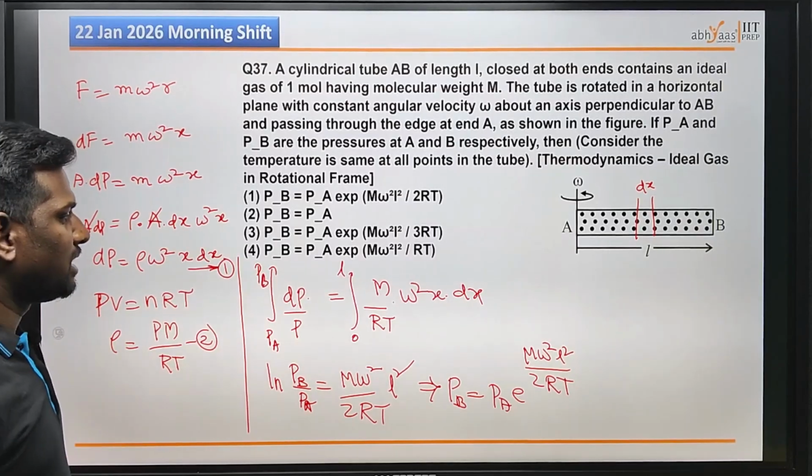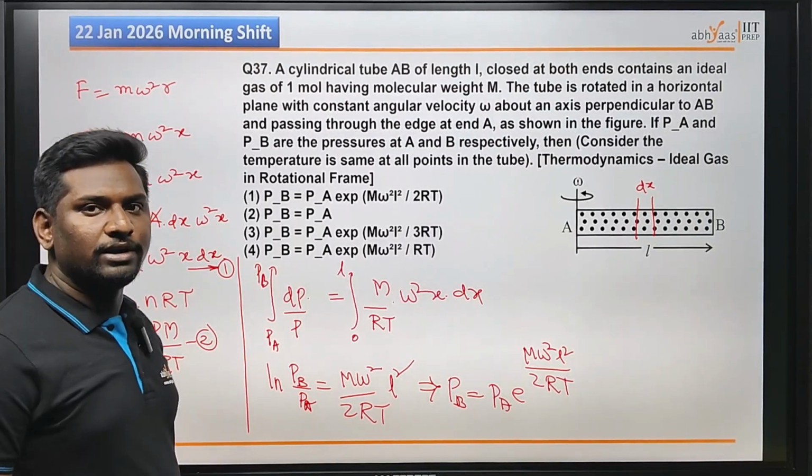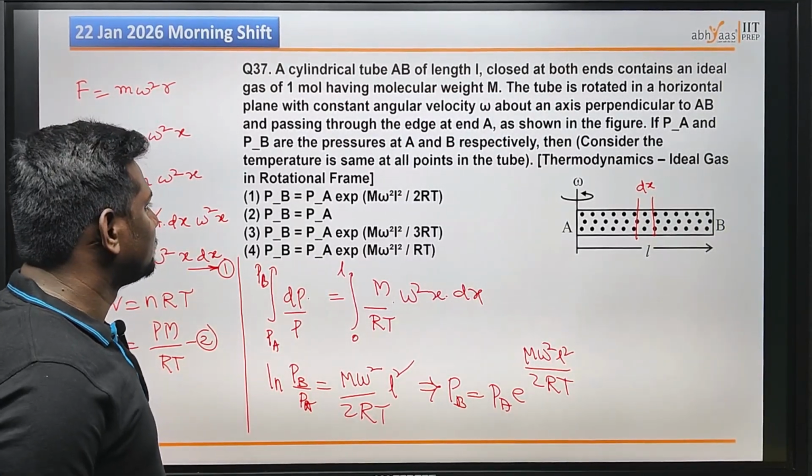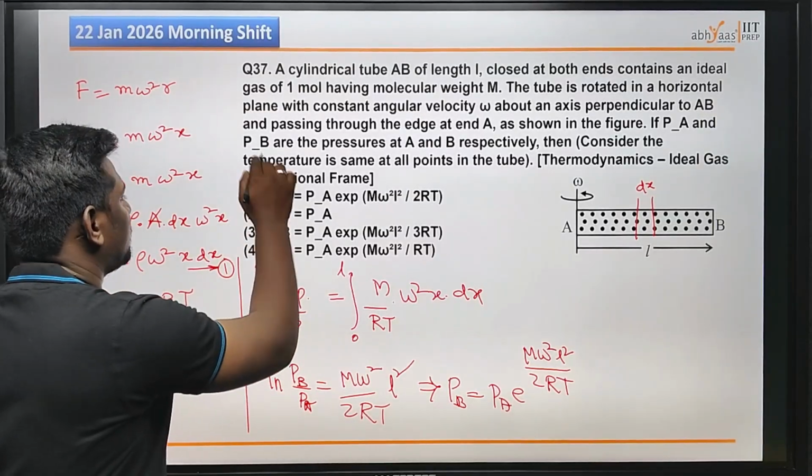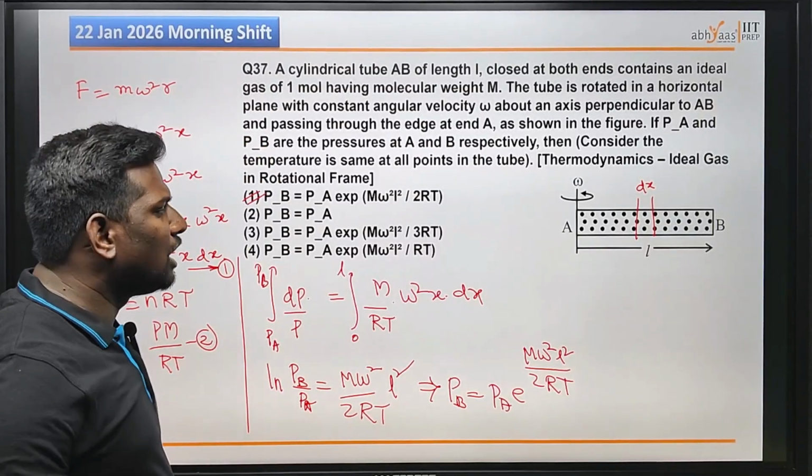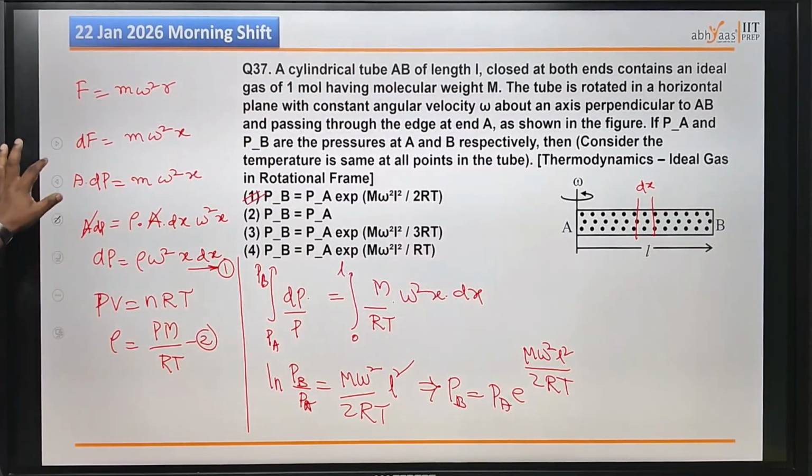M L square by 2RT. What is the correct answer? So option 1 is the right answer. I hope you are understanding.